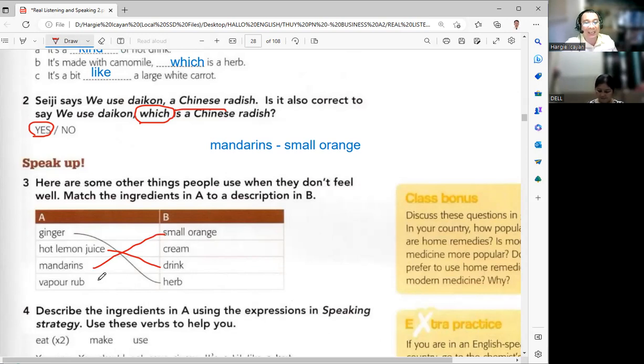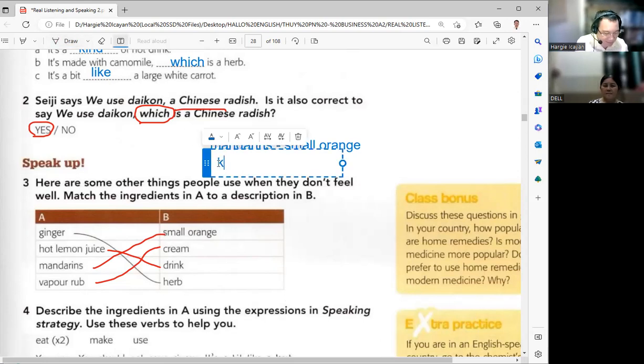Okay, have you seen a vapor rub, Joy? Okay, you know what katinko is? Like this? This one, Joy.